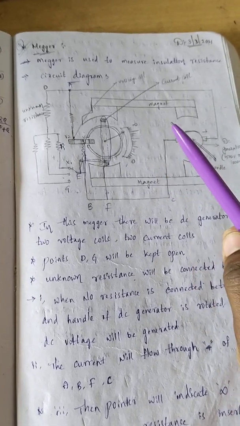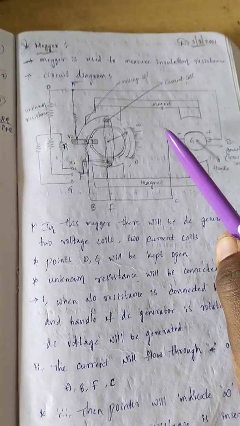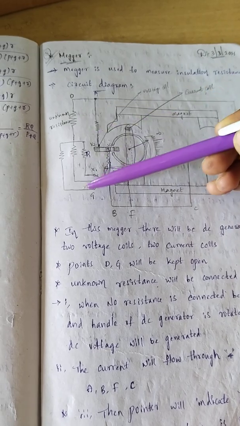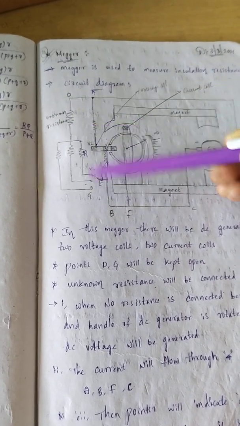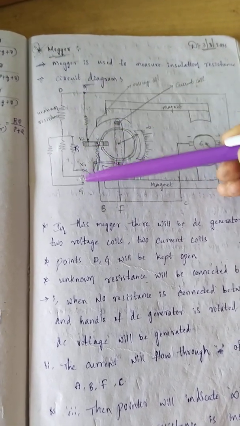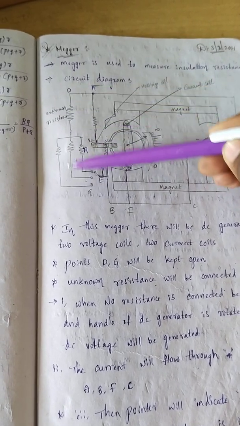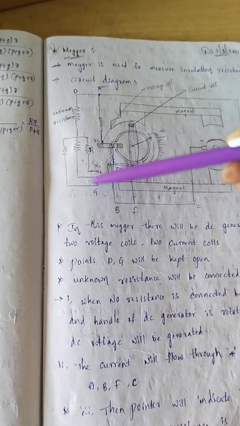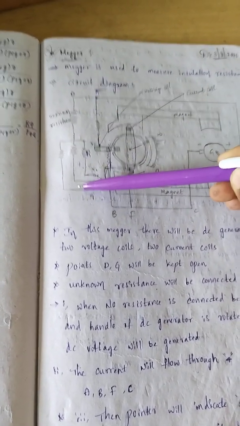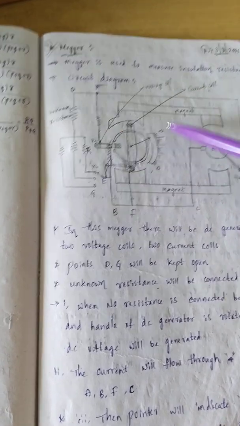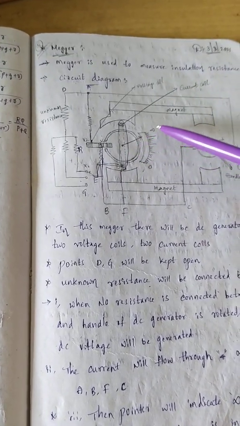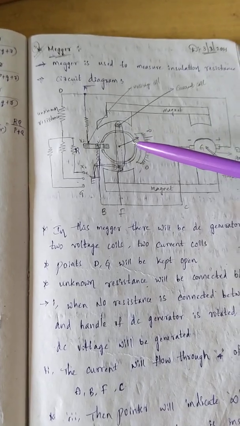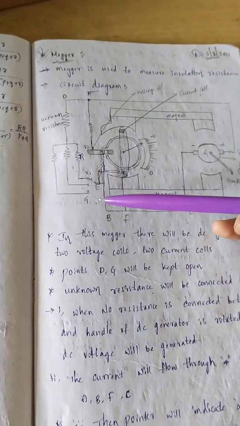Now let us suppose that I am not connecting any resistance between this D and G. That means it is open. It is open means the resistance is not connected, that is, the resistance is infinity. Now this pointer should show this infinity value. So how does it show? Let us see here.